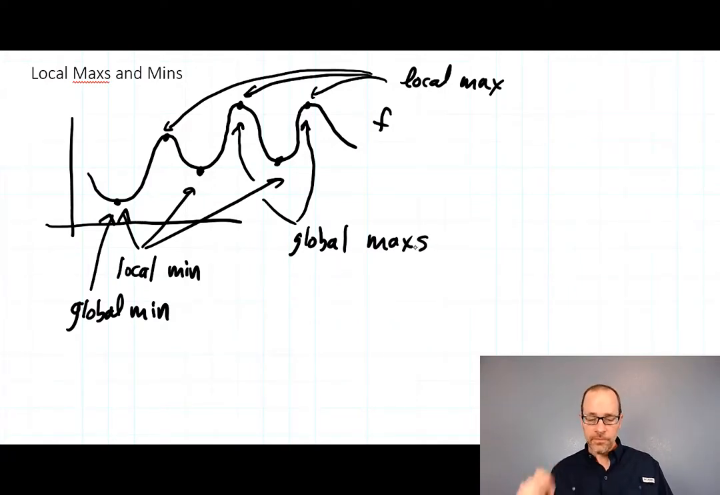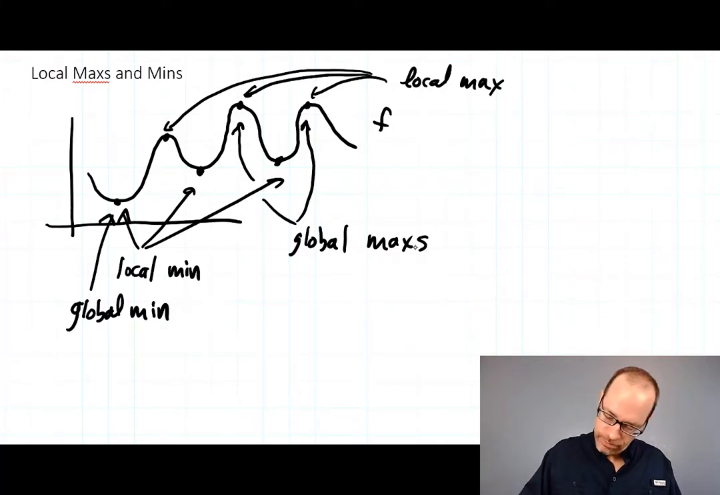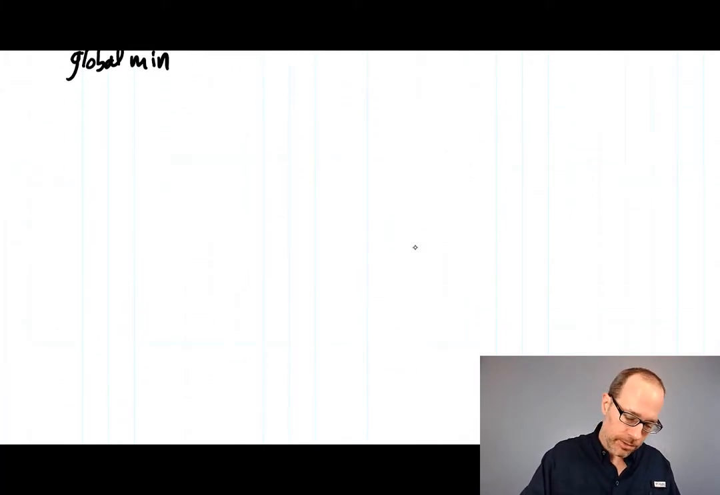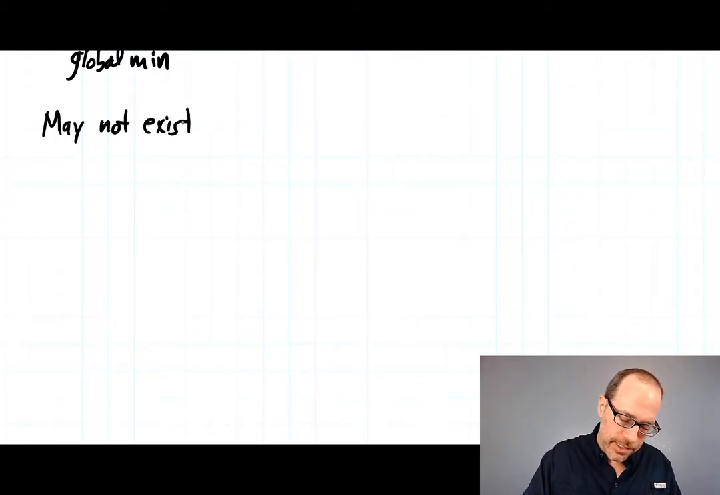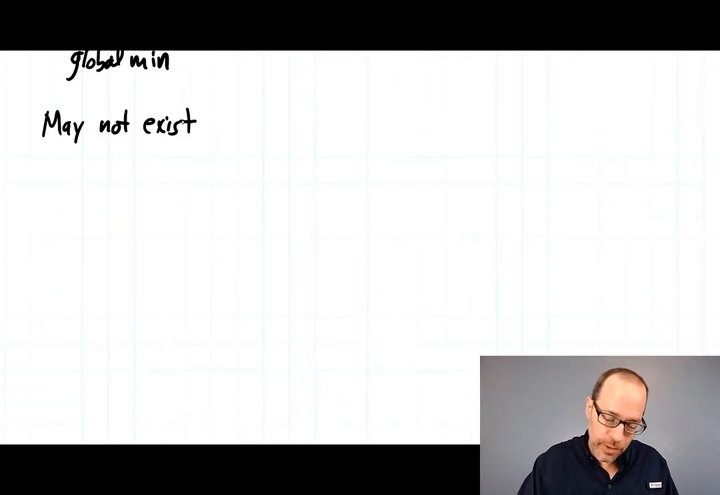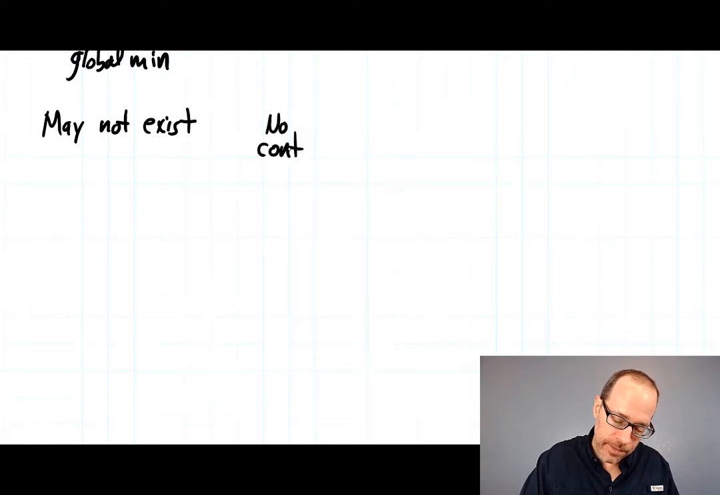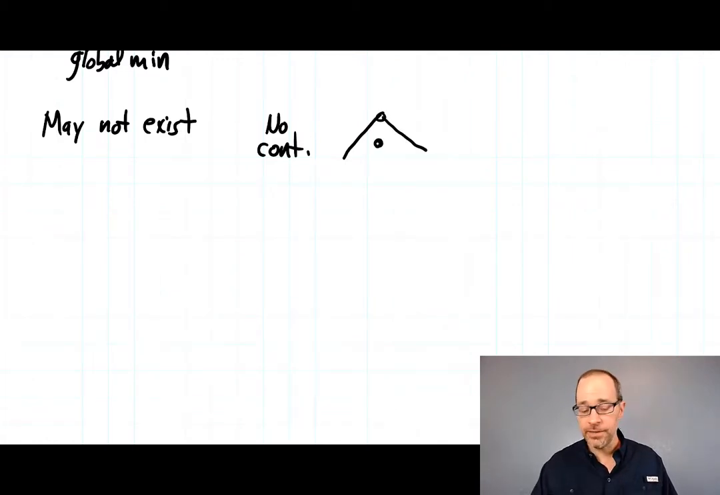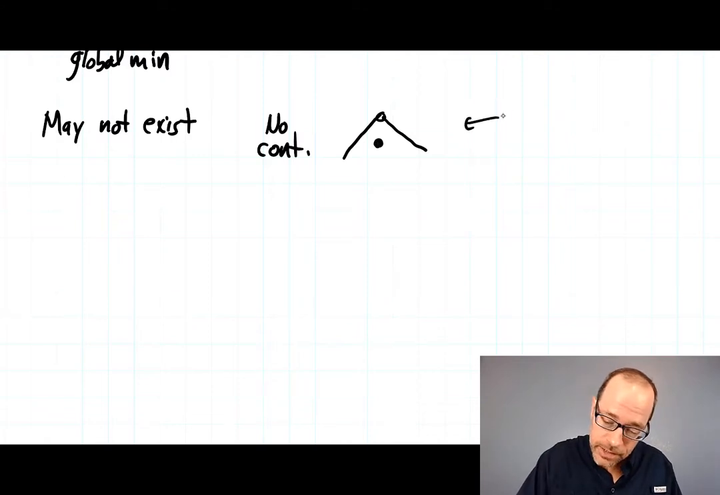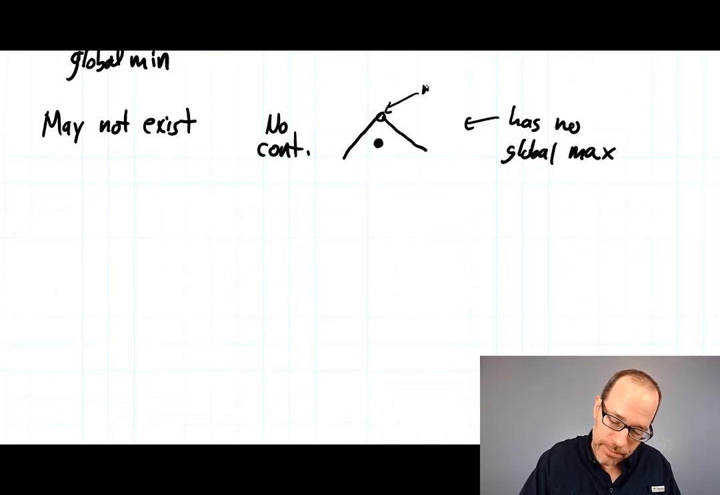Okay? All right. We think of these as normally always existing, but there can be problems, so they may not exist. And they don't exist mainly for two reasons. One, if you have no continuity, then you could have a function that looks like this, but the actual value is here, it's discontinuous there, and this function has no global or local maximum, because what wants to be the maximum here is missing.